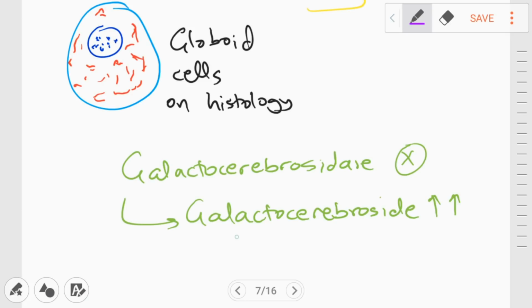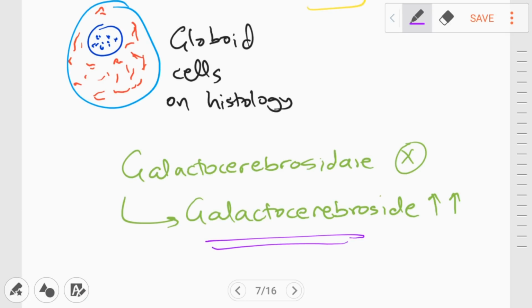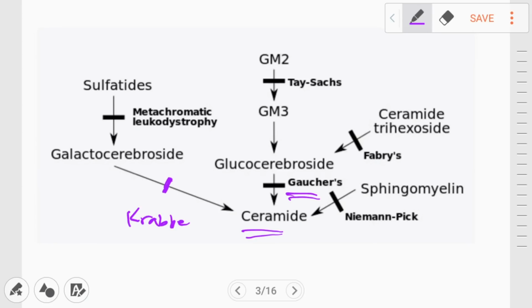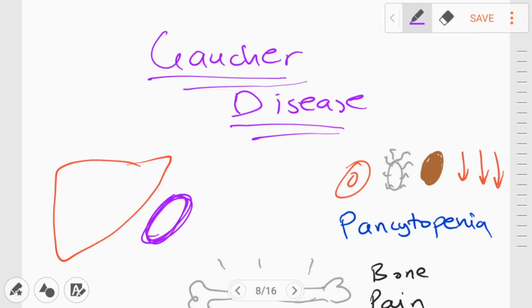So if the enzyme is deficient, you end up with accumulation of galactocerebroside in your circulation. So the next illness on our list is called Gaucher's disease. As you can see, in Gaucher's disease, there is a problem in the conversion of glucocerebroside to ceramide. And we'll see which enzyme is involved and what the clinical features specific to this are now.